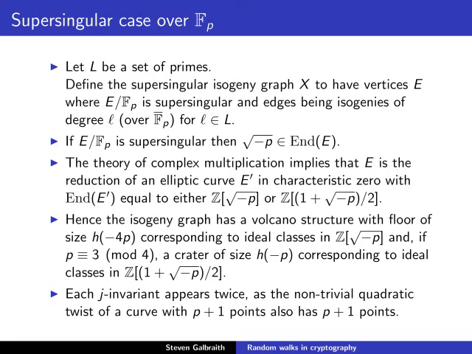Right, and you know how many of these things there are. They're just given by class numbers. There's a little trick here if you're doing these kind of graphs. You really don't label these graphs as j-invariants. You have to label them with a little bit more information to get to see the structure right.